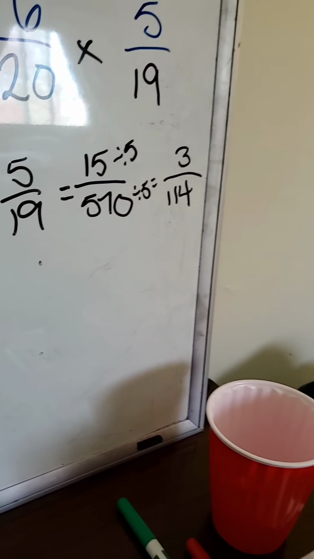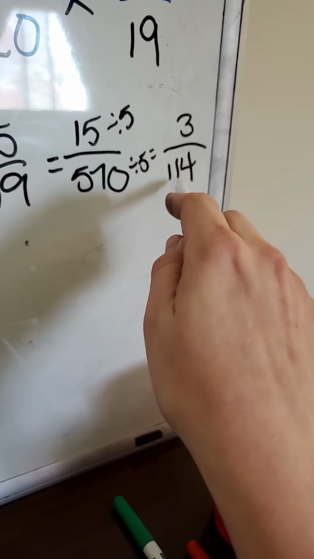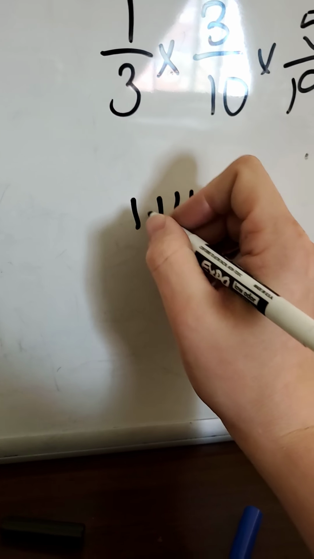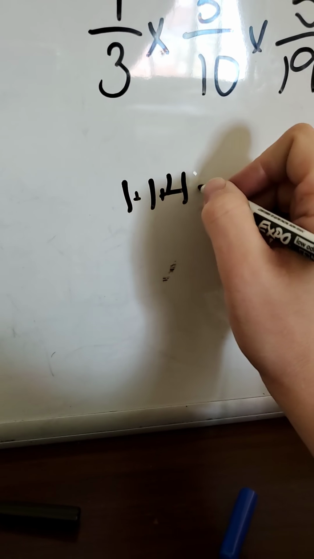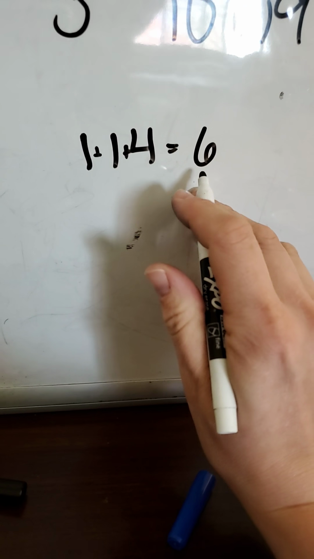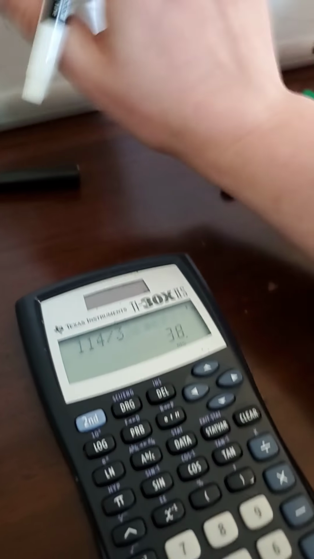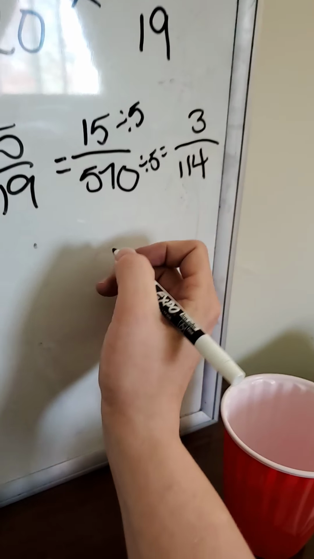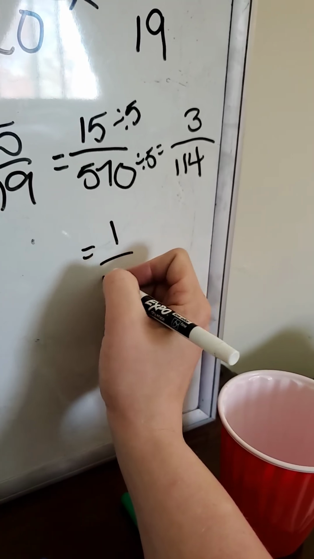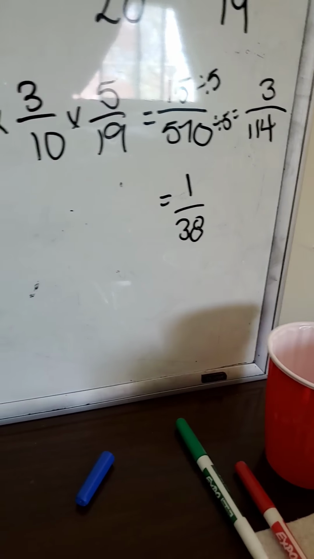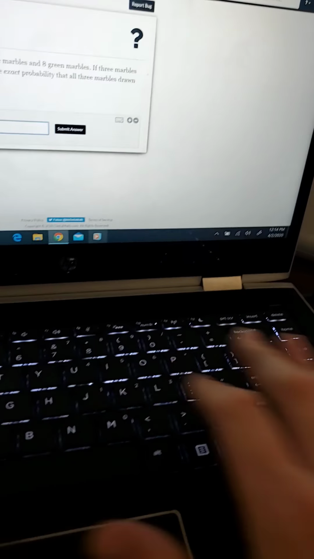This can still be simplified. Do you remember this trick I showed you a long time ago? 114. What's 1 plus 1 plus 4? 6. Is 6 divisible by 3? Yes. So is 114. So 114 divided by 3 is 38. So 3 over 114 is the same thing as 1 over 38. All right. That's our exact probability.